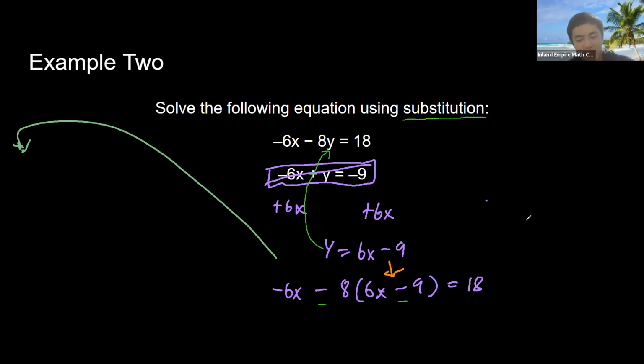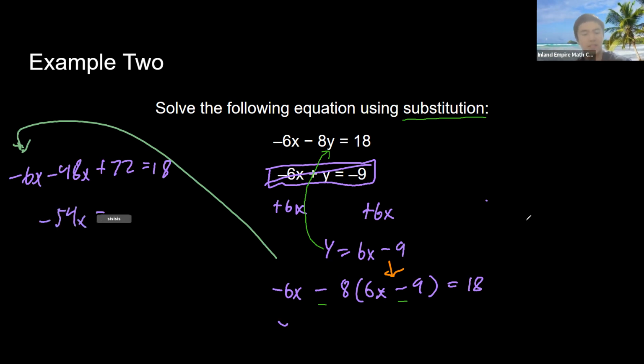So when you expand this, you would end up with negative 6x minus 48x plus 72 equals 18. And then you just again combine like terms. The left side becomes negative 54x. And you move the 72 to the right side. Minus 72, you end up with right side negative 54, which means that x is just equal to... I'm sorry, it's just equal to 1.